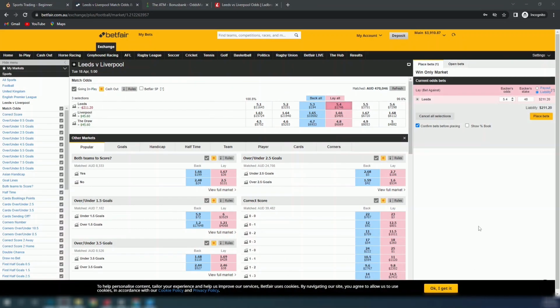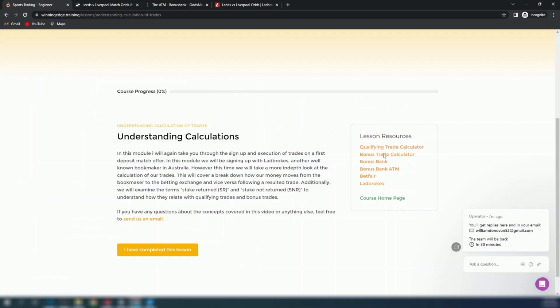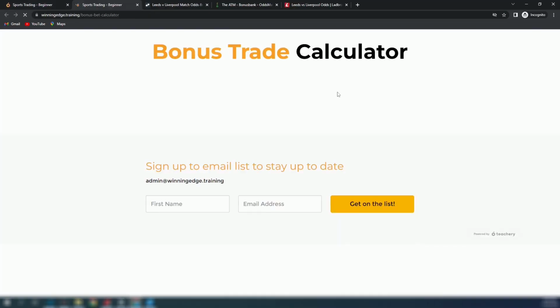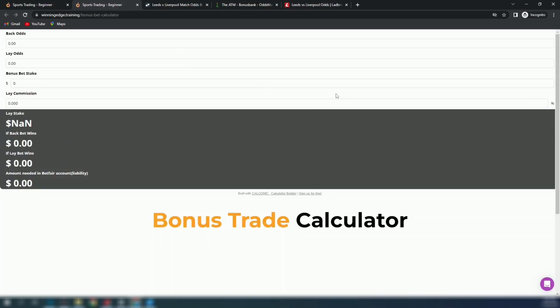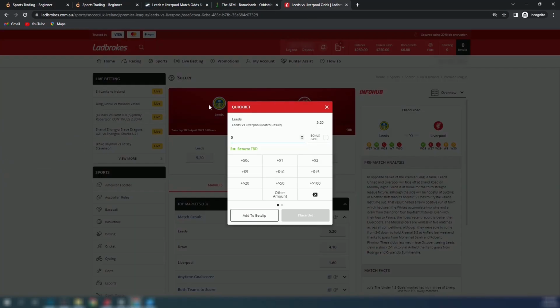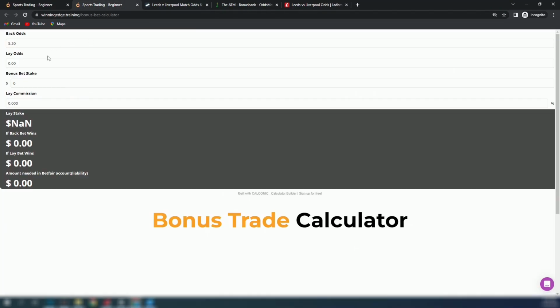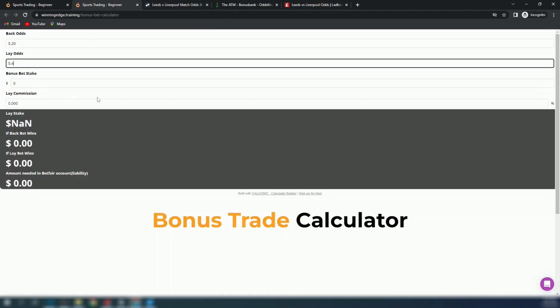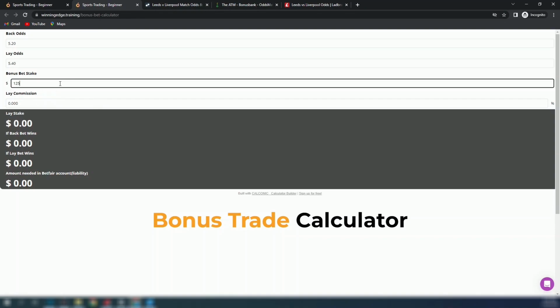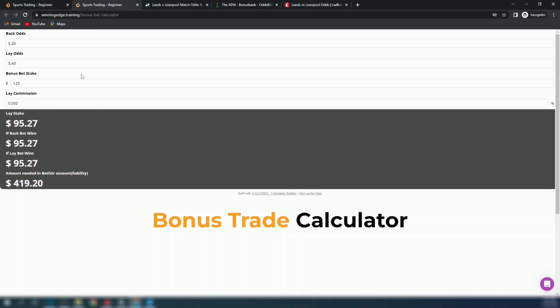Then we'll open up the bonus trade calculator and start filling everything in. We'll start with our back odds. We do our lay odds. The bonus bet stake for this example is 125. However, your bonus stake might be smaller if you have a smaller bankroll.